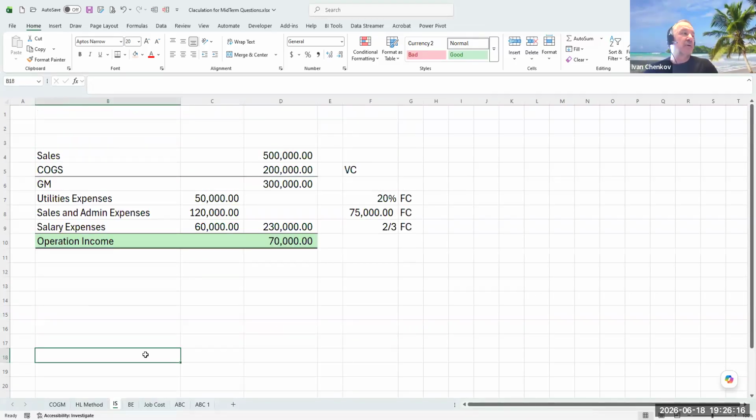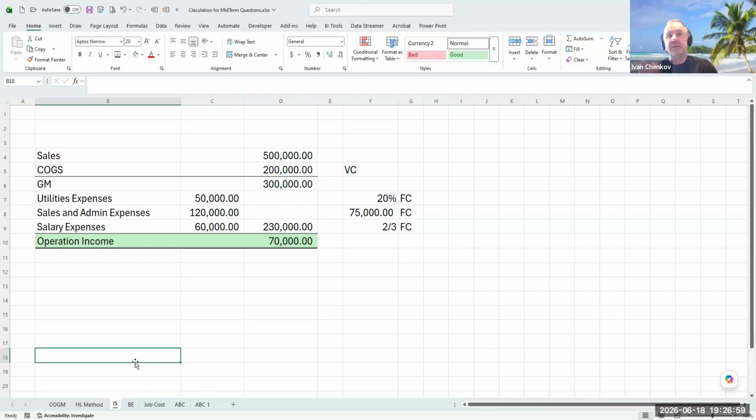Next question that you're gonna see is, I want you to convert a traditional income statement into a contribution format income statement. So you're gonna have information about a company which has sales and cost of goods sold. Once you see cost of goods sold, you have to easily identify, okay, this is a traditional income statement. What's next after cost of goods sold? Gross margin. What follows next? Operating expenses, which are utility expenses, sales administrative expenses, salary expenses. You can have any other expenses. So you get the total expenses and you have operating income.